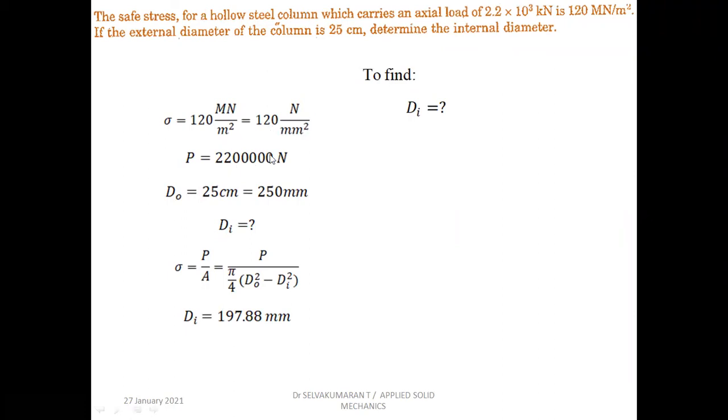The load is 2.2 into 10 power 6 Newton. Outer diameter is 250 millimeter. Stress is equal to load by area. Area is pi by 4 (D naught square minus Di square) for a hollow steel column. So from this, stress is given, it is 120 megapascal. Load P is given, D naught is given, and you have to find only Di. So Di is equal to 197.88 millimeter.